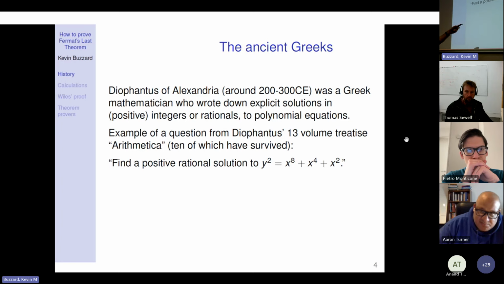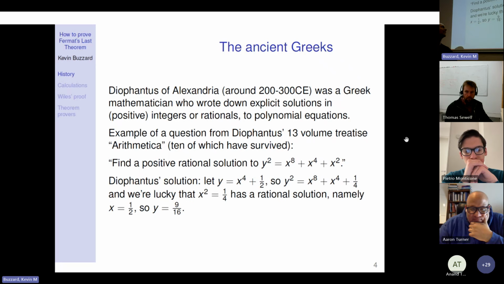I guess you can divide both sides by x squared. You never have to worry about dividing by 0 because they haven't invented 0. So you divide both sides by x squared, and then you get a degree 6 equation, but it's still kind of complicated. And this is what Diophantus did to solve this equation. He said, why don't we try y equals x to the 4 plus a half? So he knew about completing the square. And then when you square y, you get x to the 8 plus x to the 4, which is almost right, but then you don't get x squared, you get a quarter.